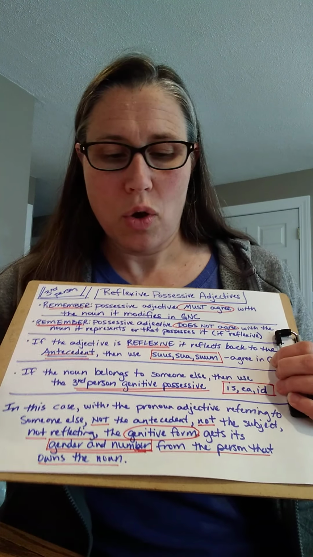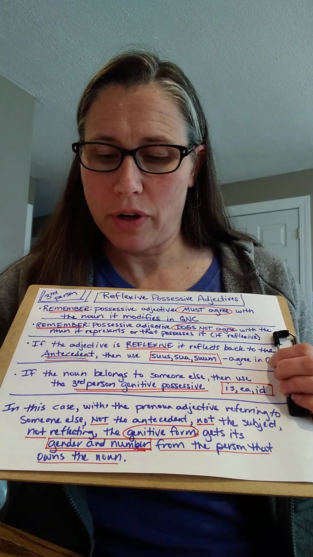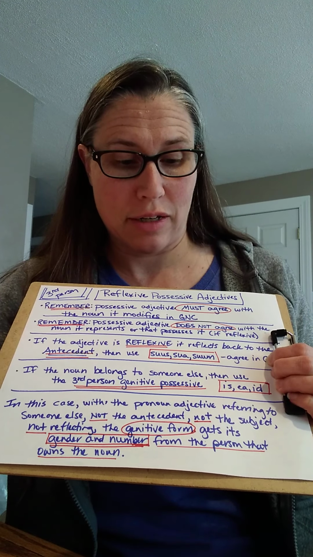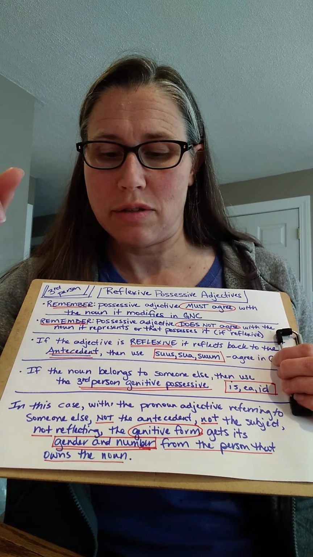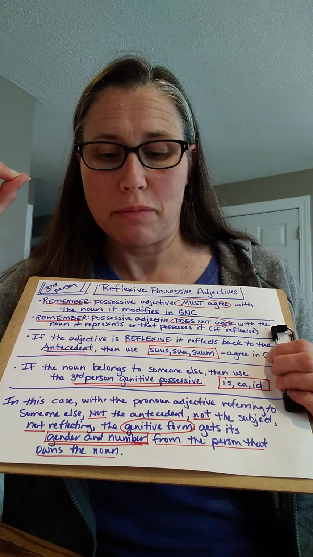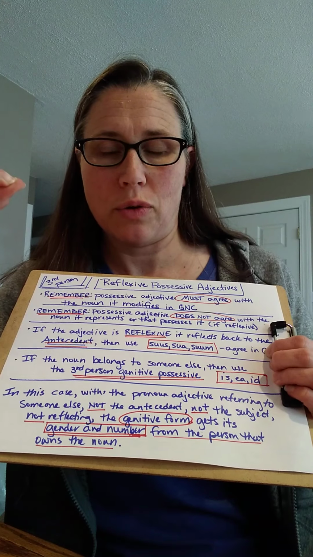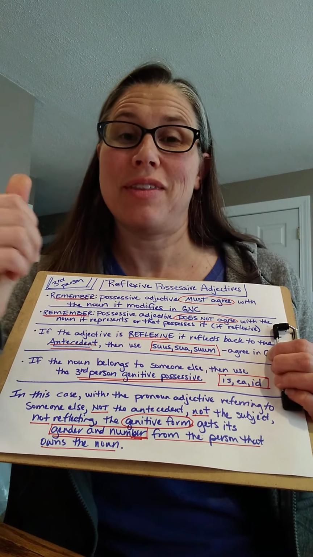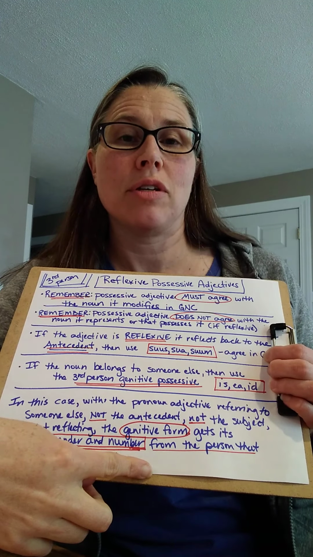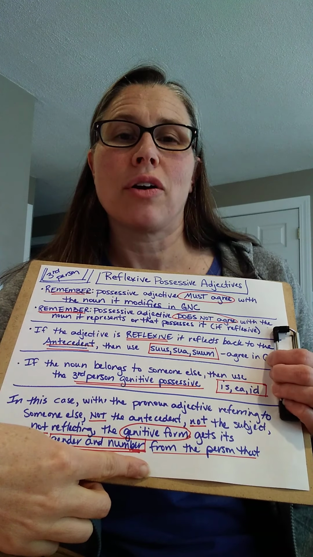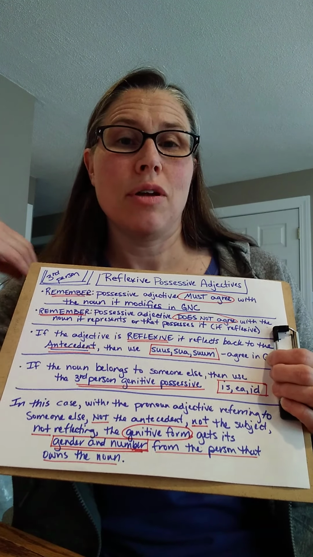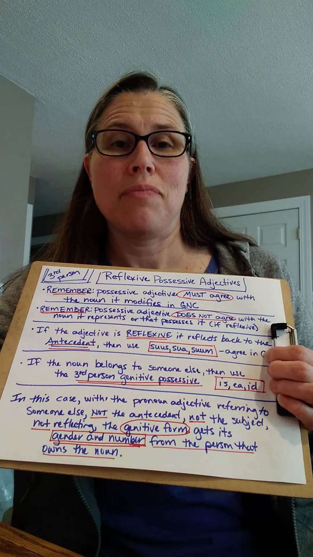In this case, with the pronoun adjective referring to someone else in the sentence, okay, not the antecedent, not the subject of the sentence, not referring to the genitive form, it's going to get its number and gender from the person that owns the noun, okay? So this is where the exception comes in, because remember, Romans are crazy. There's always an exception. This is where that exception is to that adjective rule. That's because these are not really adjectives. They're kind of adjectives in our language, but they're possessives in Latin.